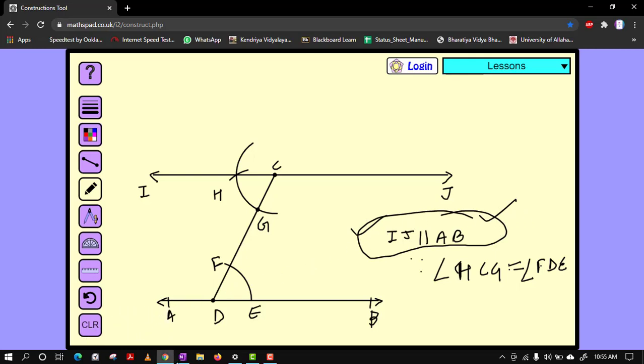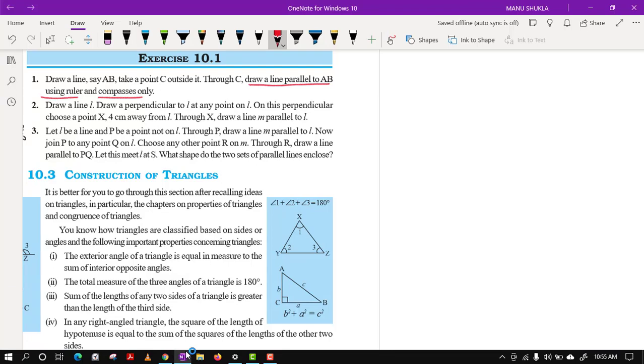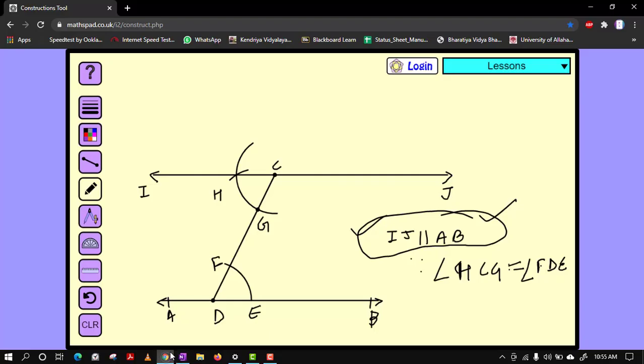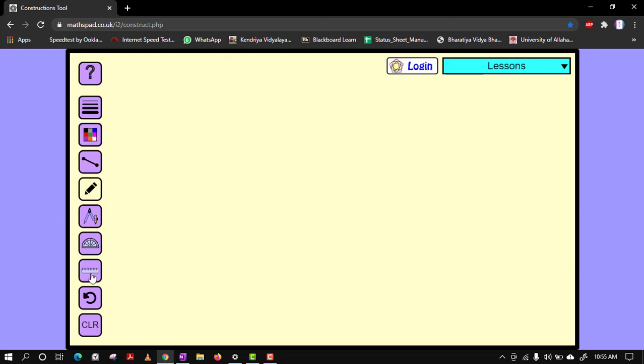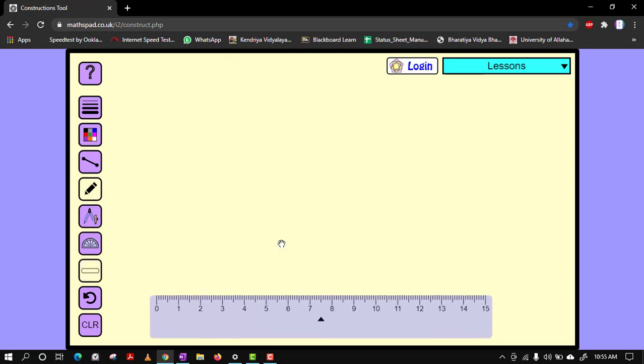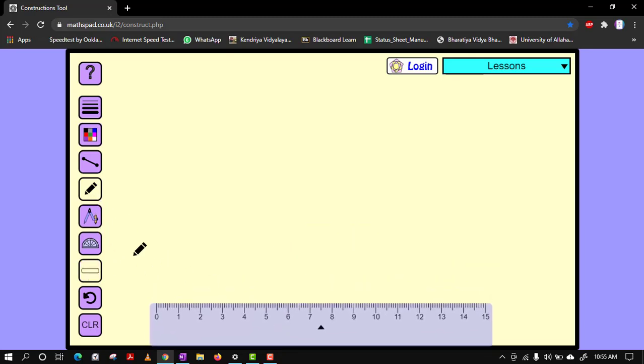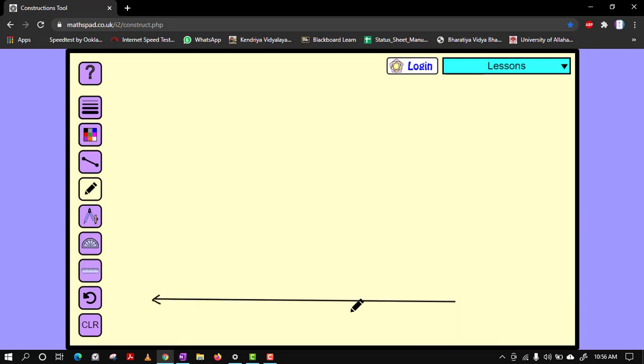Now let's see the second one. Question number 2. Draw a line L. First, let's draw the line. We will go step by step to reduce the confusion. So the first step is draw a line L. So let's draw that line from this point. So this is the line L. The arrow is showing that it is a line. So line L we have drawn in the first step.